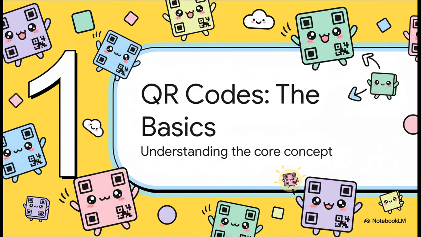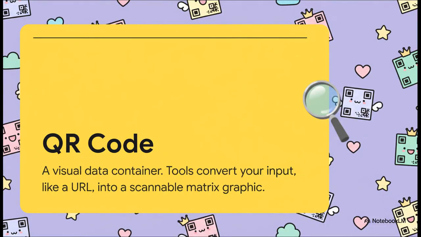code actually is. Okay, so a QR code, which stands for Quick Response Code, by the way, is basically a physical hyperlink. Think of it like a bridge that connects something in the real world, like a flyer, to something in the digital world, like a website or a video. It's just a scannable box that holds data.